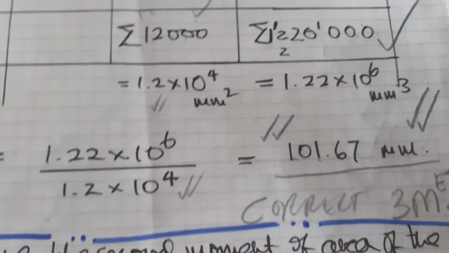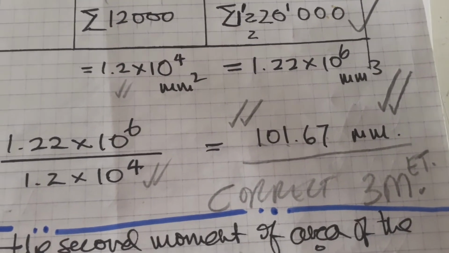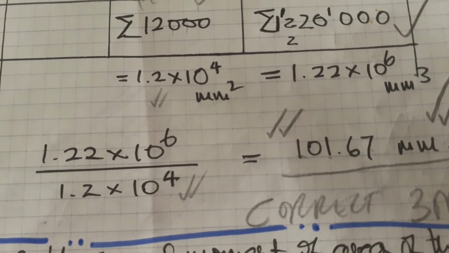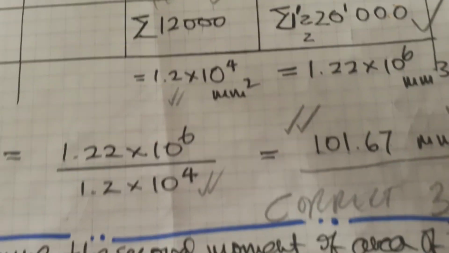So I'm going to split this video into 3 parts. The next part of this question is to find the second moment of area of the section about the vertical axis. So I'll do that next.